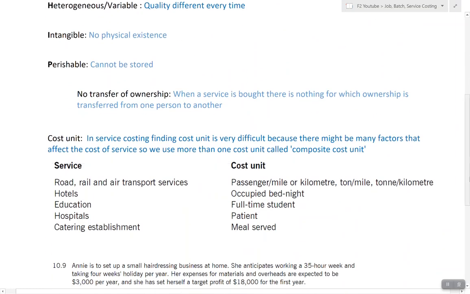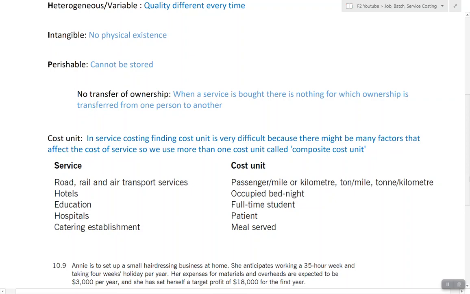Another difficulty, so these were qualities of service. Another difficulty with service costing is the cost unit. In a product, it is easier. It could be a bottle, it could be kg, but it is very difficult to find a unit in service. Like for a barber, what is a unit? Is it a haircut? Is it a beard? Is it a face wash? What is a unit? In teaching, for example, what is a unit? In transportation, what is a unit?